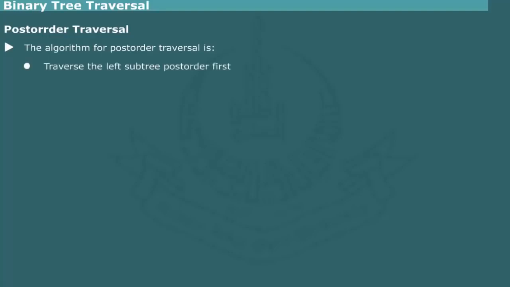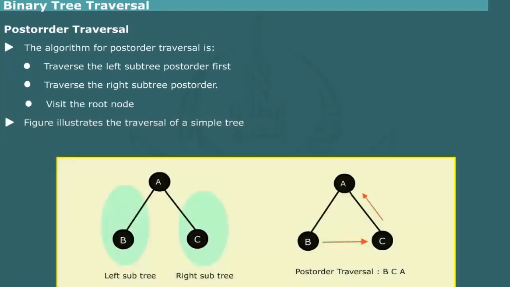Post-order traversal. The algorithm for post-order traversal is: traverse the left subtree post-order first, traverse the right subtree post-order, visit the root node. The figure illustrates the traversal of a simple tree consisting of 3 nodes A, B and C. First, the left subtree B is visited. Next, the right subtree C is visited. Lastly, the root node A is visited. Thus, post-order traversal is B, C, A.